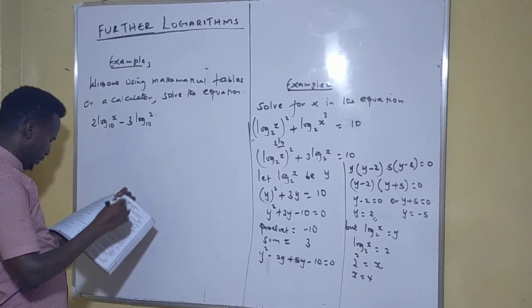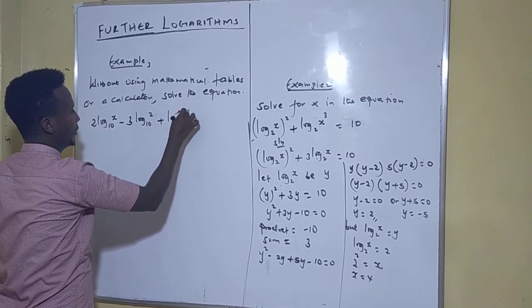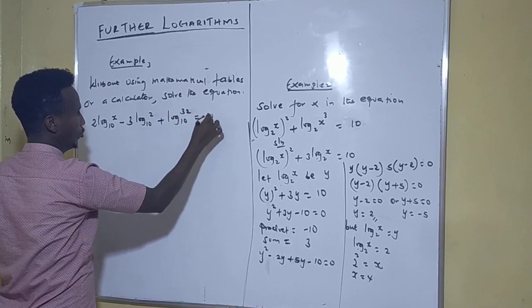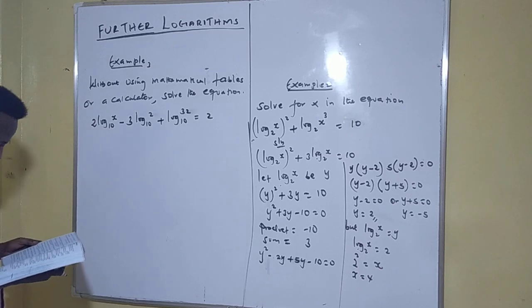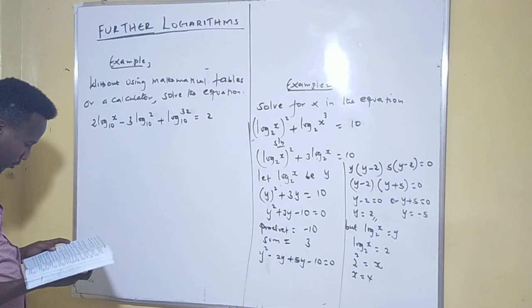Power 2 plus log base 10 power that 2, this is that 2, is equal to 2. This is what we're going to solve, guys. Now let's see this thing here for your information, guys.